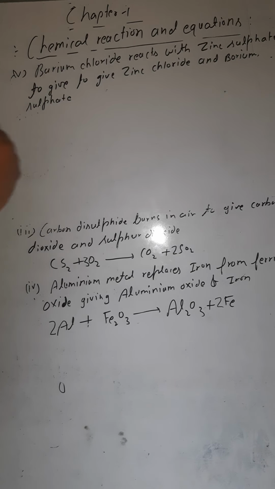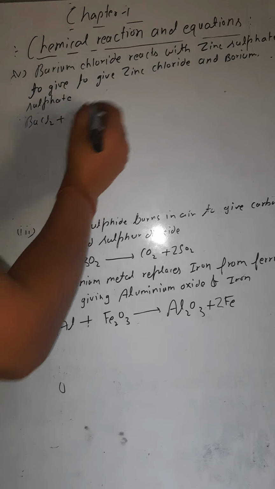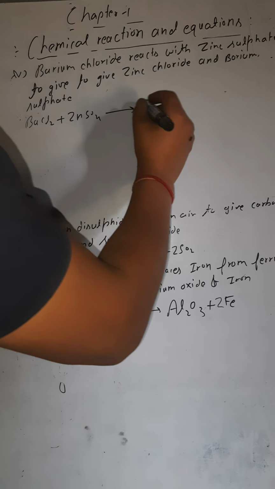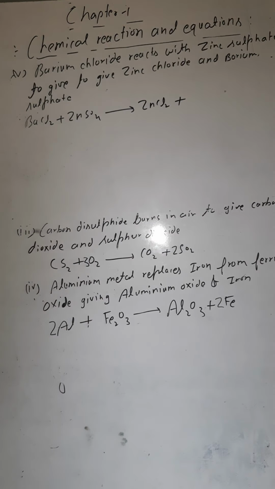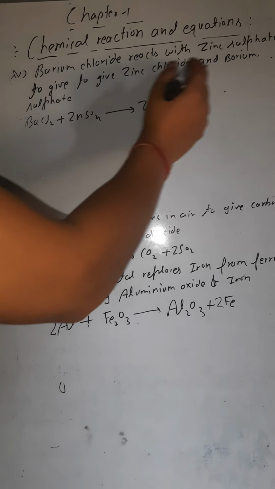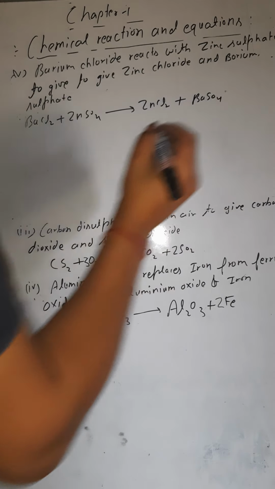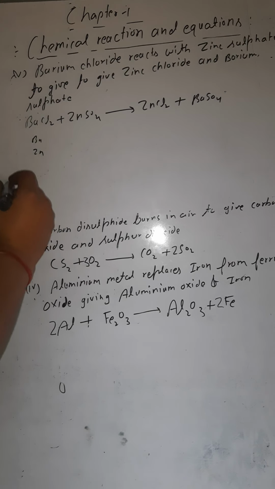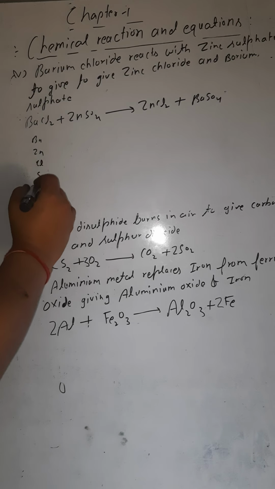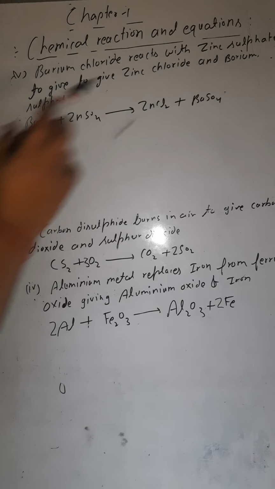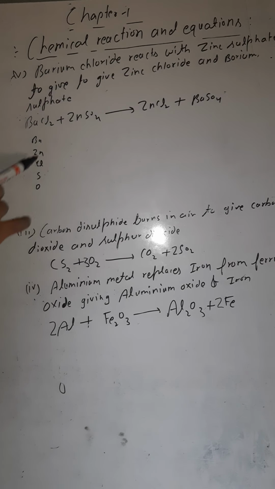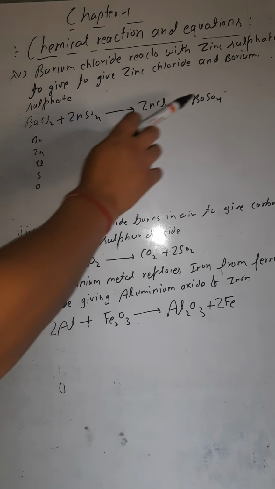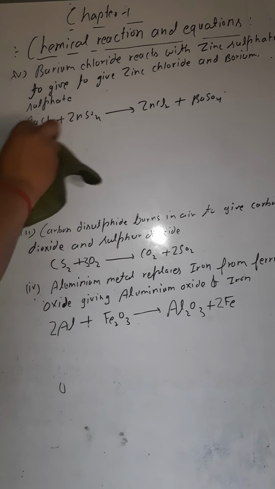Okay, let me write the equation. Barium chloride, that is BaCl2, is reacting with zinc sulfate, that is ZnSO4. What does it give? It gives zinc chloride, means ZnCl2, plus, then next what does it give? It gives barium sulfate, BaSO4. Okay, now you have to balance. First you will balance barium metal, zinc, then non-metal chlorine, then sulfur, then oxygen. Barium 1, 1, zinc 1, 1 atom, chlorine 2 atoms, 2 atoms, sulfur 1 atom, 1 atom, oxygen 4 atoms and 4 atoms. All are balanced. So this is already a balanced one.